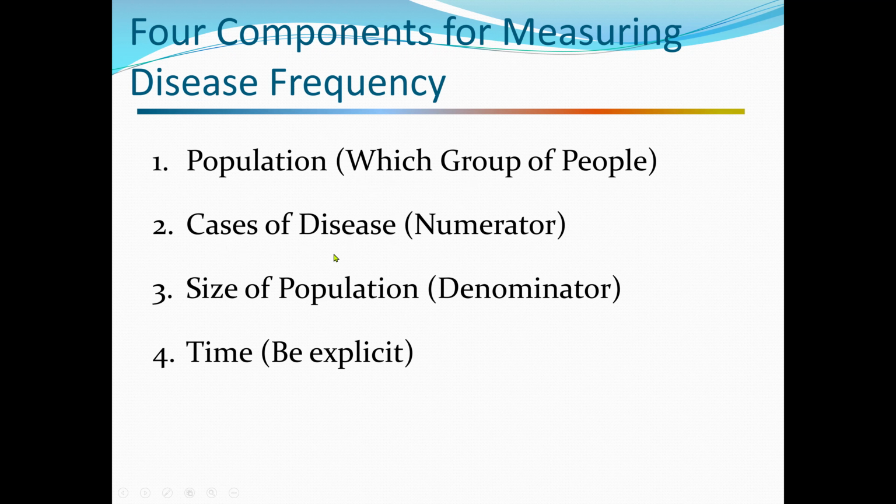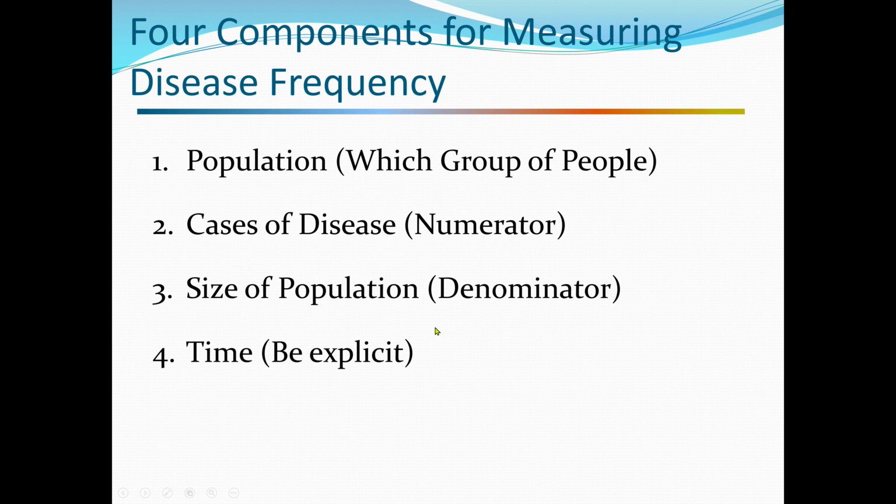Secondly, cases of disease normally will be the numerator and the size of the population will be the denominator. For example, we can find the prevalence of a disease, which means we divide the cases of the disease, the total cases, by the total population.